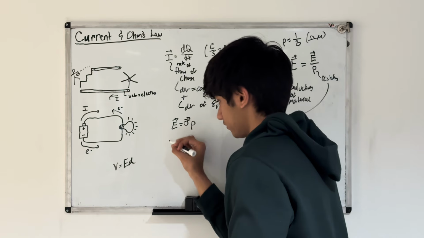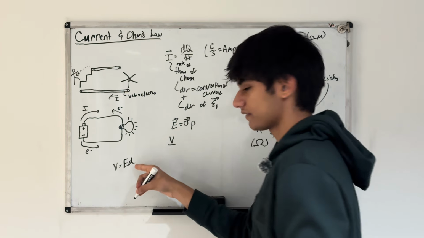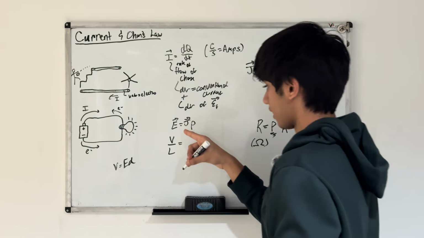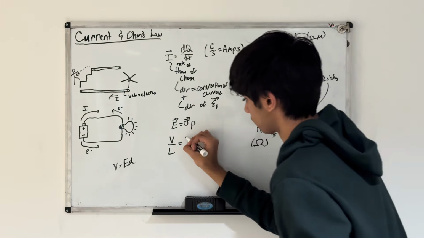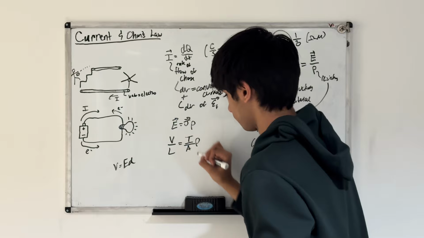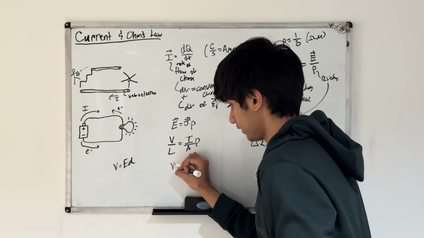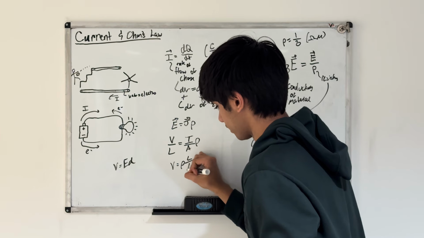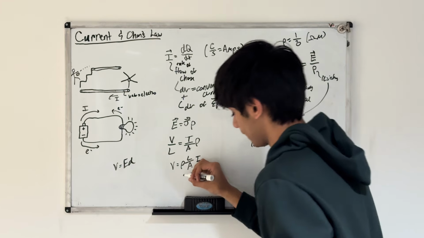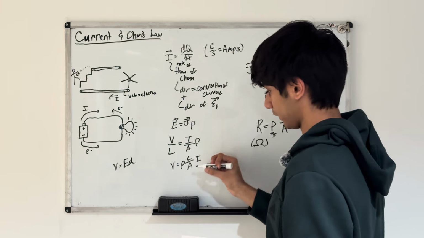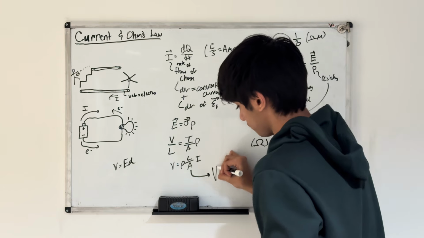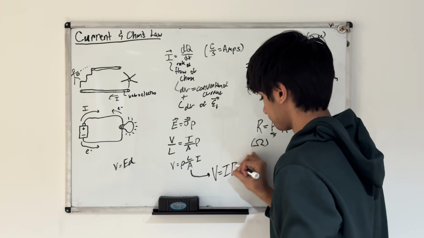So I'm going to plug that in. Voltage divided by, instead of distance, I'm going to say length because that's what we used before, equals E. And J is also equal to I divided by A, so I divided by A, times rho. Then the L moves over here, so we get V is equal to rho L divided by A times I. You can see that R is equal to rho times L divided by A. And so we get our important relationship, or our law, V is equal to IR.